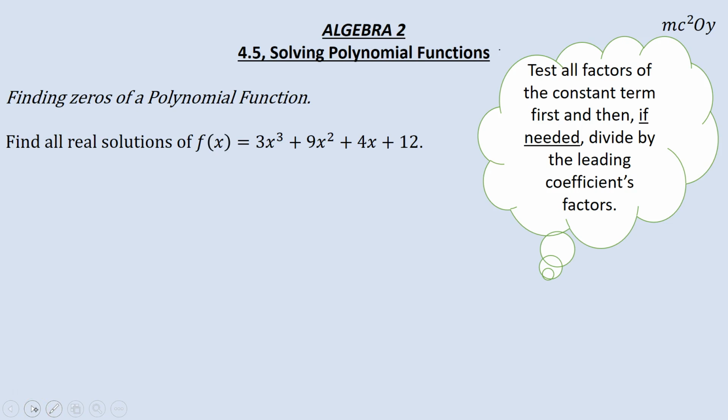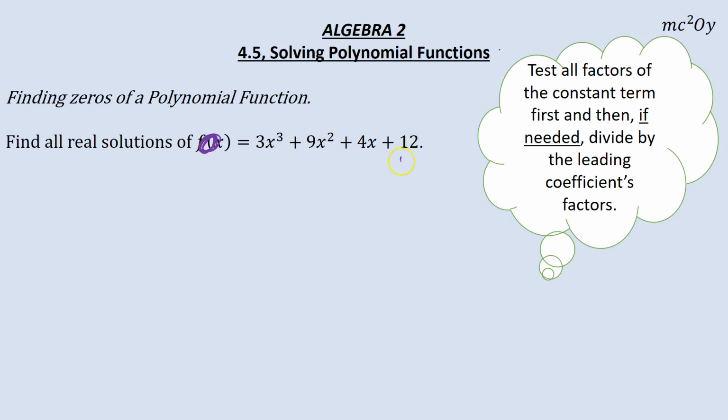All right, well, let's go ahead and try another one here. All right, finding zeros of polynomial function. So find all the real zeros of this function. 3x cubed plus 9x squared plus 4x plus 12. First thing I'm going to do is set this part equal to 0. Okay. Notice I put a little thing here. It says test all the factors of the constant term first, and then, if needed, divide by the leading coefficients factors. So I'm just going to list all the factors of 12.